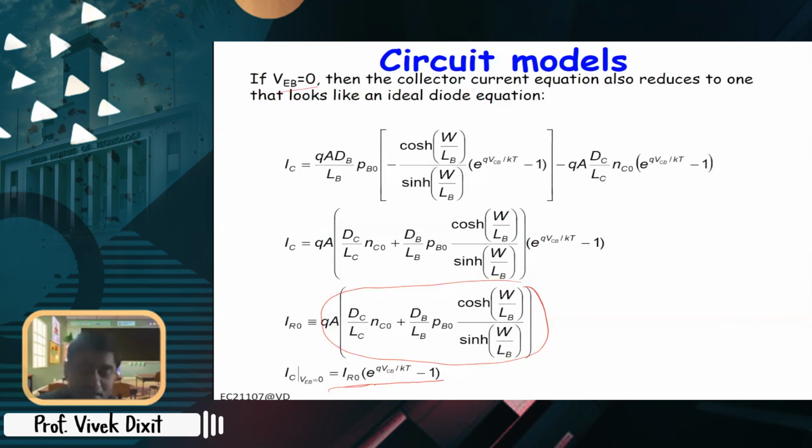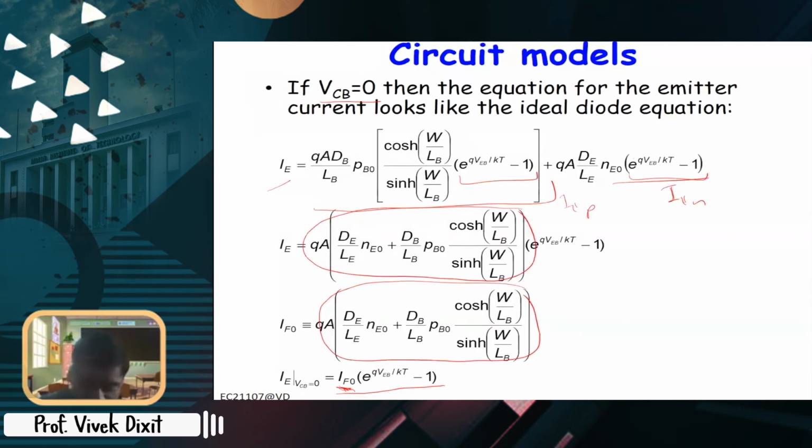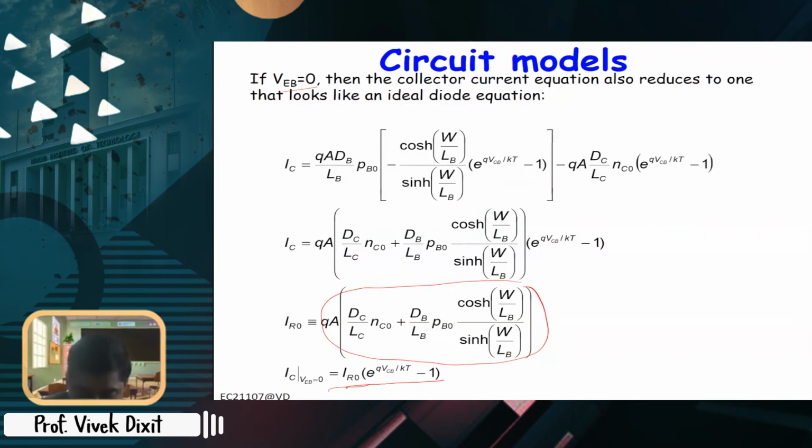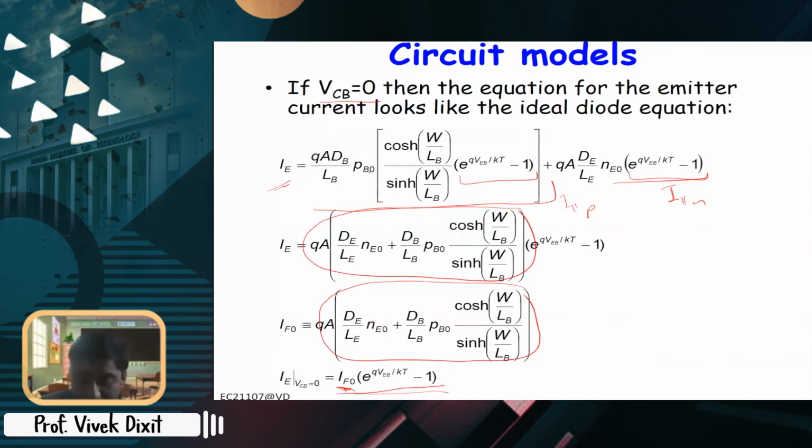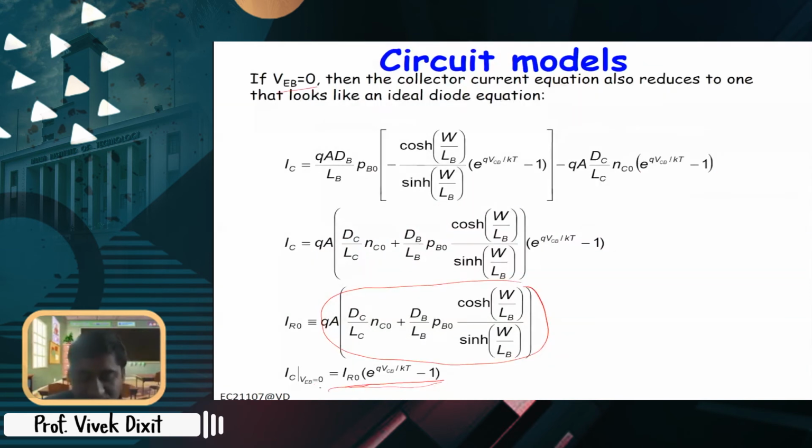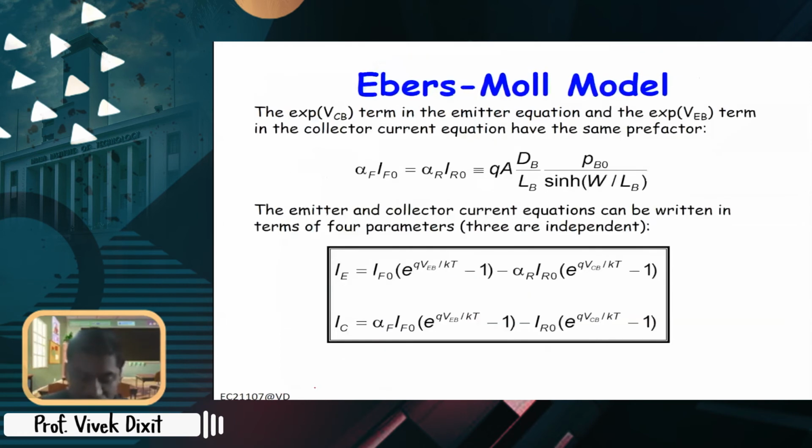Now we can use this expression for a general case. If VCB is not 0, then you will have IF naught times exponential QV by KT minus 1, plus the term due to VCB, and that is IR naught. But when you look at the expression for IE, the alpha factor will be there. So you can write IF naught plus alpha times IR naught, so you will have IF naught minus alpha R times IR naught. So that is basically your emitter current.